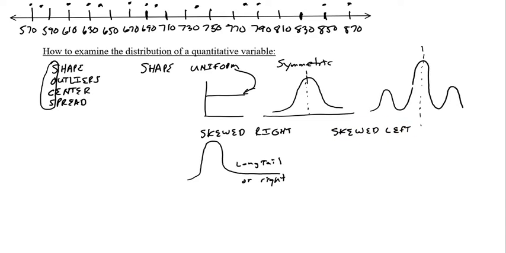Okay. And then we have skewed to the left. That should be exactly the opposite. We'd have a long tail on the left, and then something that looked maybe like that as it would come down. There would be our skewed to the left. There's a long tail on the left.